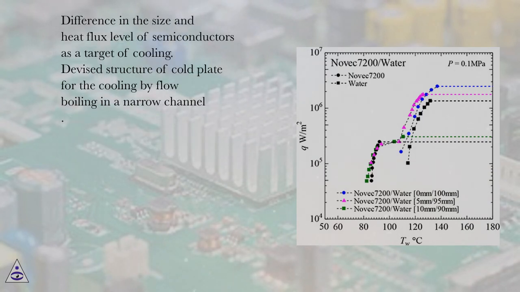Difference in the size and heat flux level of semiconductors as a target of cooling. Device structure of cold plate for the cooling by flow boiling in a narrow channel.